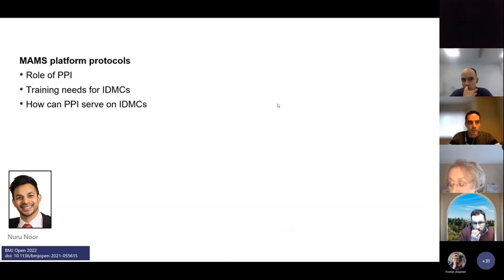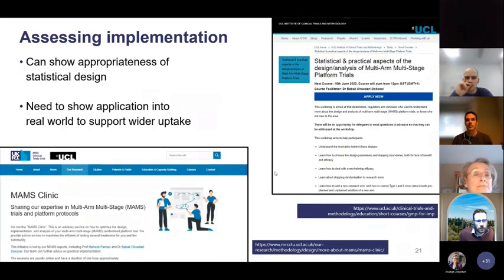We want to make sure people do this right. Neuro, whom I just mentioned, is also looking at the role of patient and public involvement and whether that's different. We'll come back to PPI in a moment. And the training needs for data monitoring committees, are they different? Particularly combining those two things. There'll be some findings about that coming out soon.